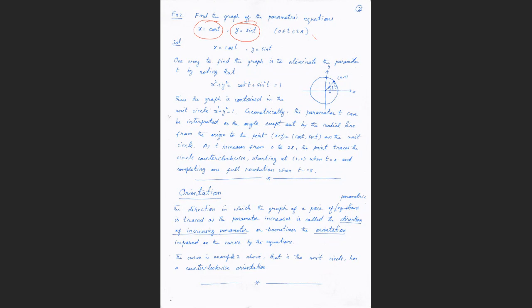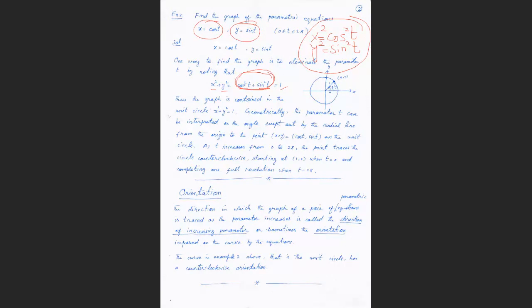The first equation squared is equal to what? x square is equal to cosine square of t. The second equation squared is equal to what? y square is equal to sine square of t. Now you have to combine these two equations. You will get x square plus y square is equal to cosine square plus sine square. And you know that sine square and cosine square is equal to what?